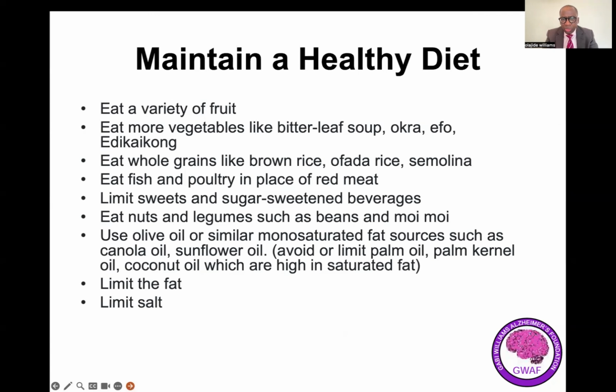Limiting sweets and sugar-sweetened beverages, eating more nuts and legumes such as beans or even moi moi, using olive oil and other similar monounsaturated fat sources like canola oil or sunflower oil. And it's important to avoid or limit palm oil consumption, palm kernel oil, and coconut oil, which are very high in saturated fat. And then it's important to limit salt consumption. High salt consumption can not only increase your risk of high blood pressure, but it also can decrease the effectiveness of blood pressure medications treatment that you're being treated with.